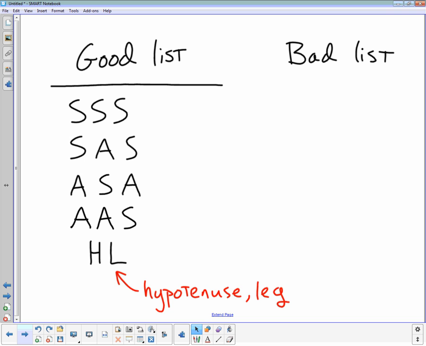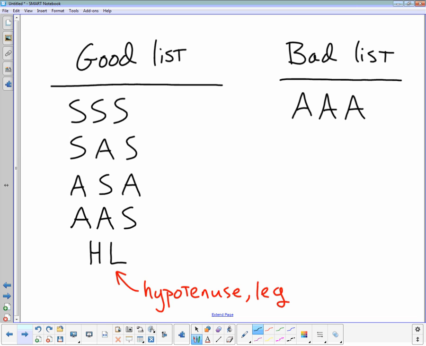Okay. There are some on the bad list, and we'll go into these first because we're not going to have to worry about them, except we want to know that they don't work, so that if we see them, we can say, whoa, that doesn't work. Can't do that one. Here's one. Angle, angle, angle. If you give me three angles in a triangle, I'm not going to be able to prove it.